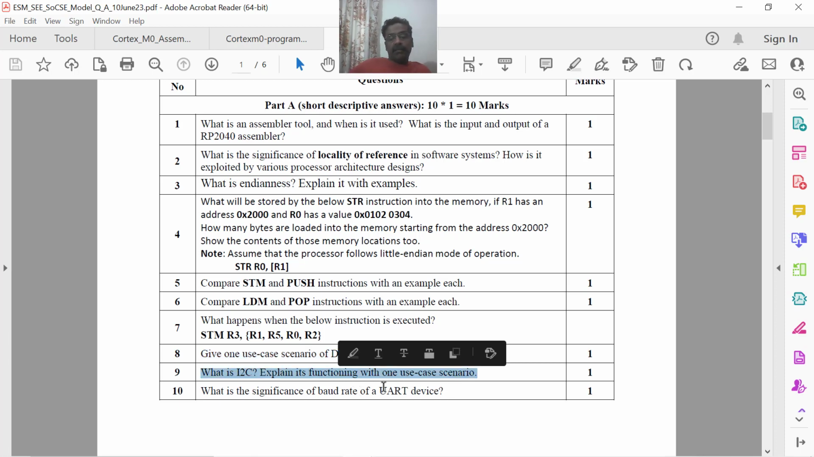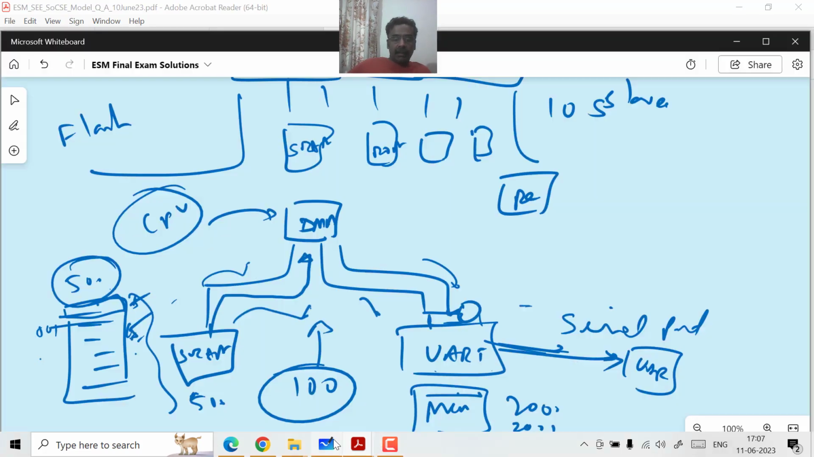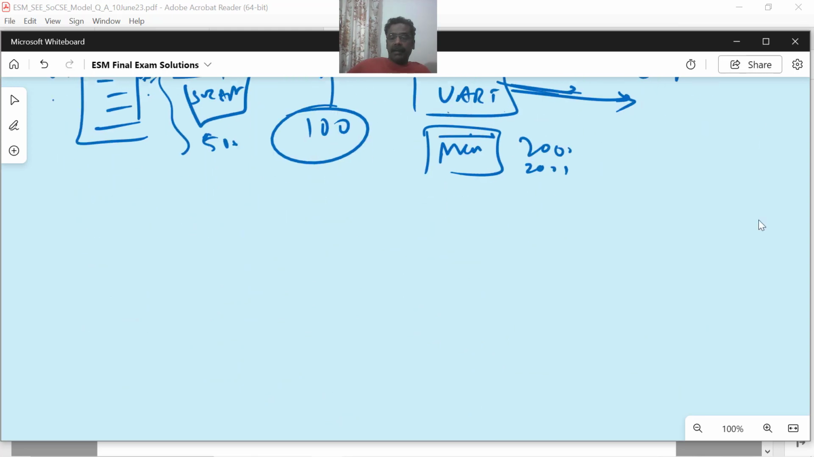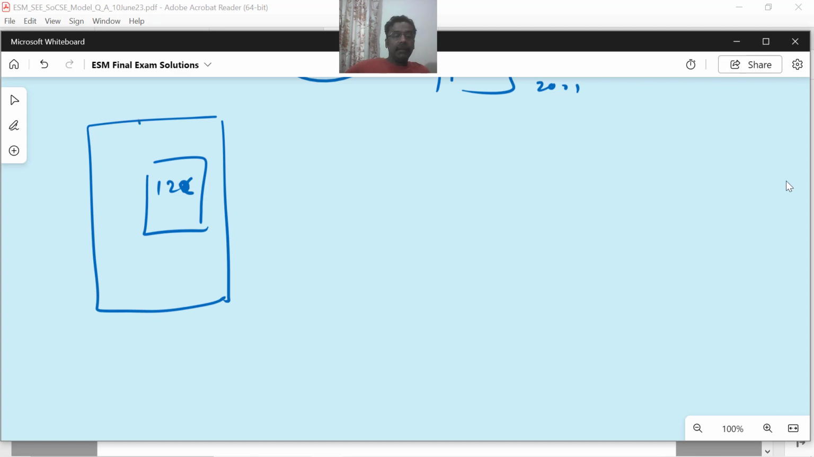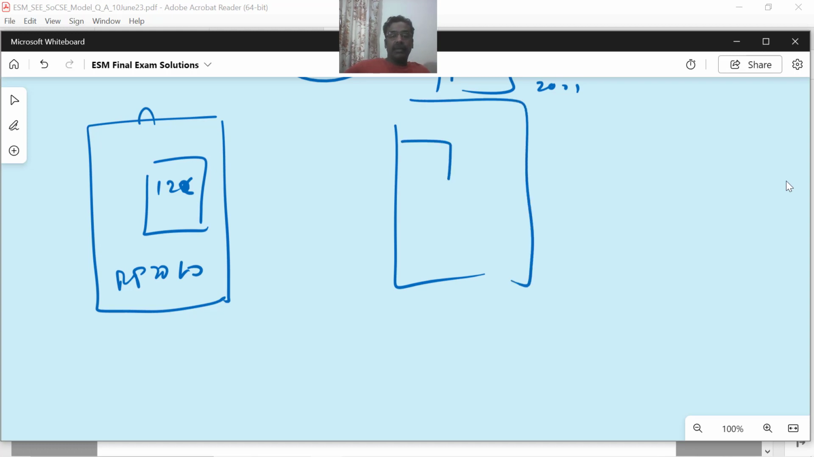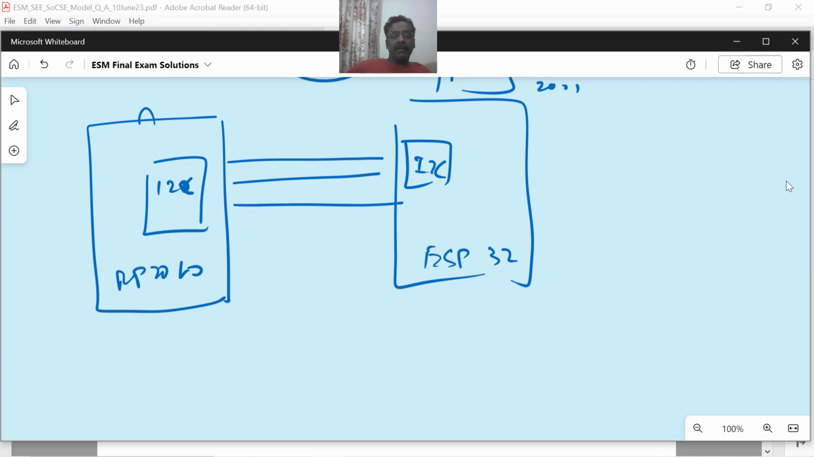Now, what is I squared C? Explain the functionality with one use case scenario. I squared C means inter-integrated circuit. Imagine the I2C of a device, maybe an RP2040, one device. Maybe you draw another RP2040 which has I squared C. If you are very imaginative, we can even say ESP32, no problem, ESP32 also has I squared C. Maybe I will rephrase the question to say: show the connection between these I squared C blocks.